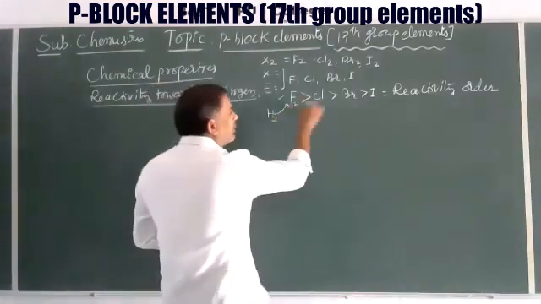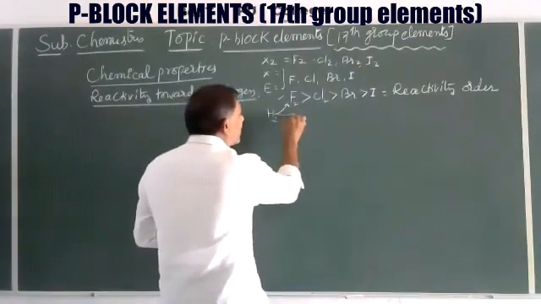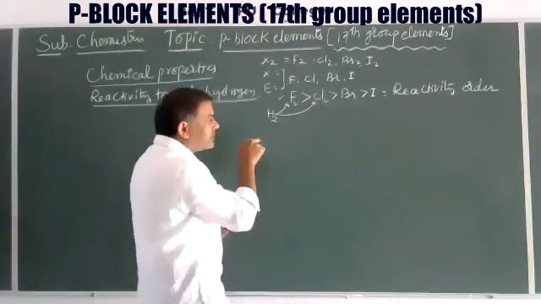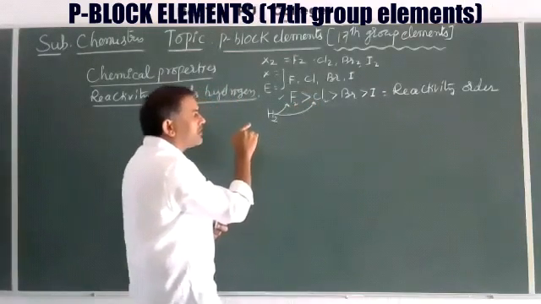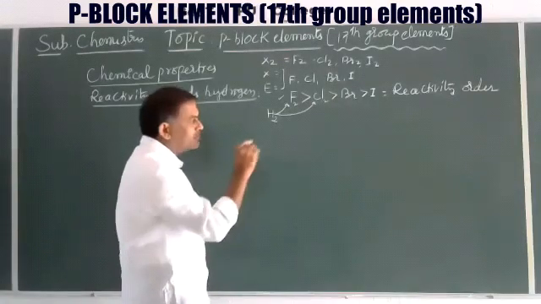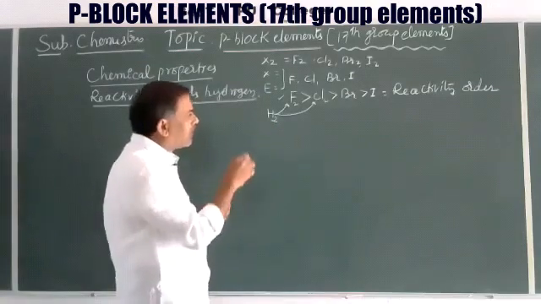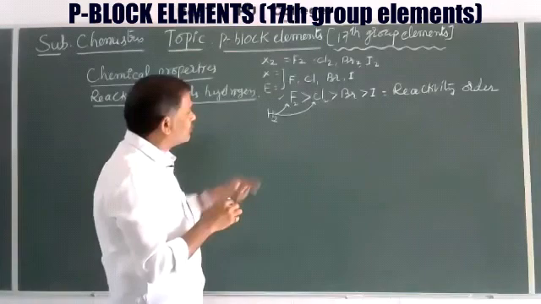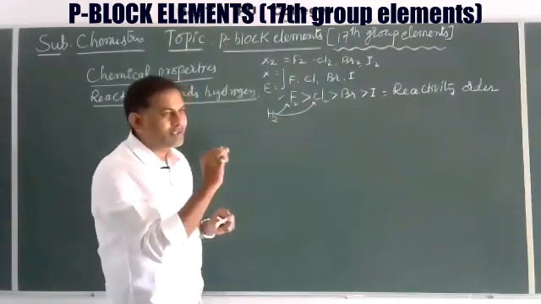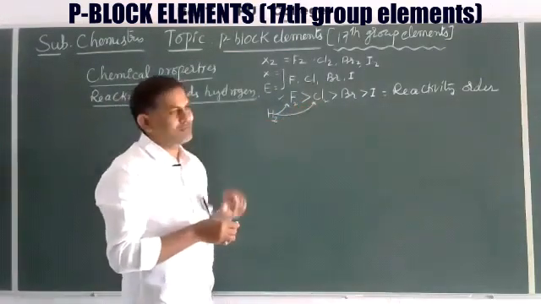But compared to fluorine, chlorine's reactivity is somewhat less. Even though it reacts in the dark, here we want a certain temperature, sunlight required, diffused sunlight. But in a dark condition, in a closed room, the reaction between hydrogen and chlorine is somewhat less, because the reactivity compared to fluorine is less.